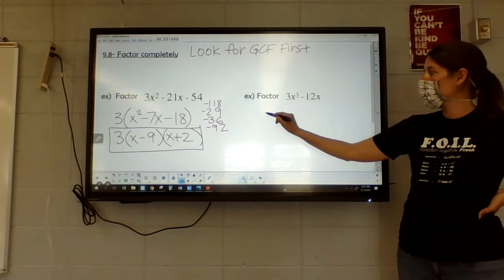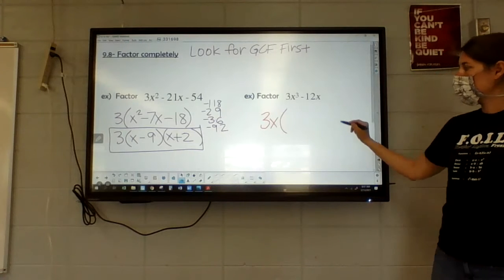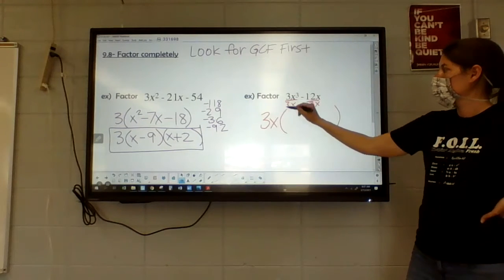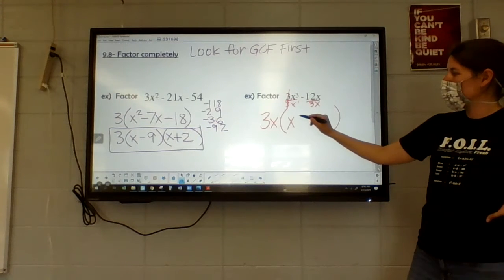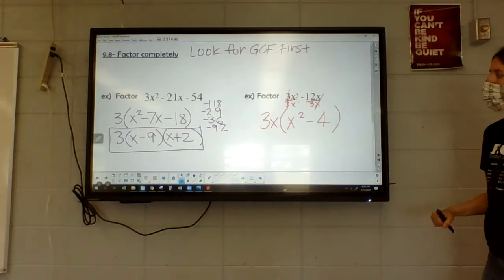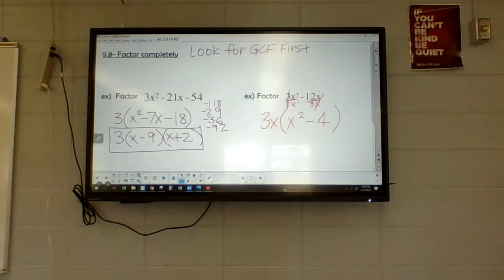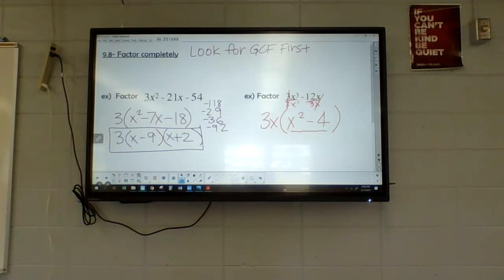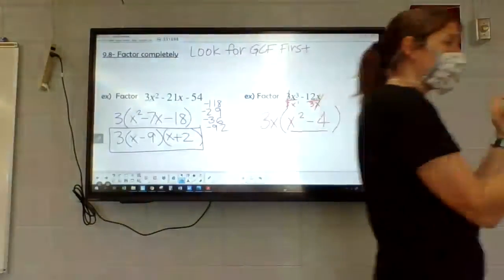A 3 and also an x. If I take a 3x out, I'm going to divide that out of each term. It's x to the third over x, so it's x squared. 12 divided by 3 is 4, and the x's cancel. Now technically we're not done yet. This is factored, but we want it factored completely, so keep going if we can. What does this look like? Yep, x and x. That's the difference of squares we just did on the other page.